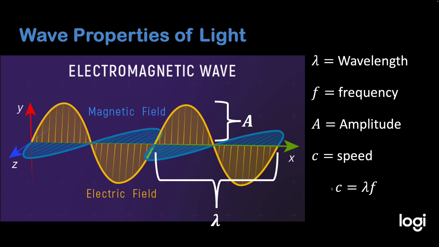And this, again, that speed of this wave for light is always going to be that 3 times 10 to the 8 meters per second for light. That's just the speed that light travels.